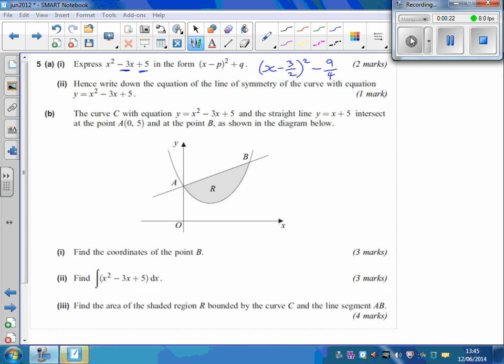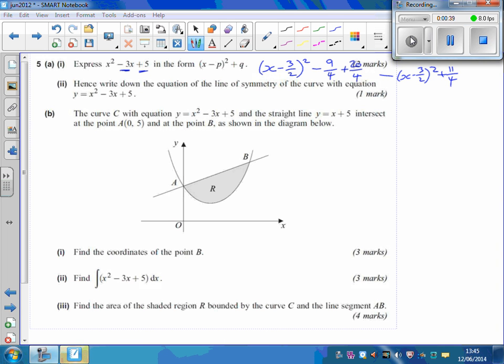And we've also got to add 5. But as we're talking about quarters, 5 is the same as 20 quarters, isn't it? So what does this tidy up to give? It gives us x minus 3 over 2 all squared plus 11 over 4.